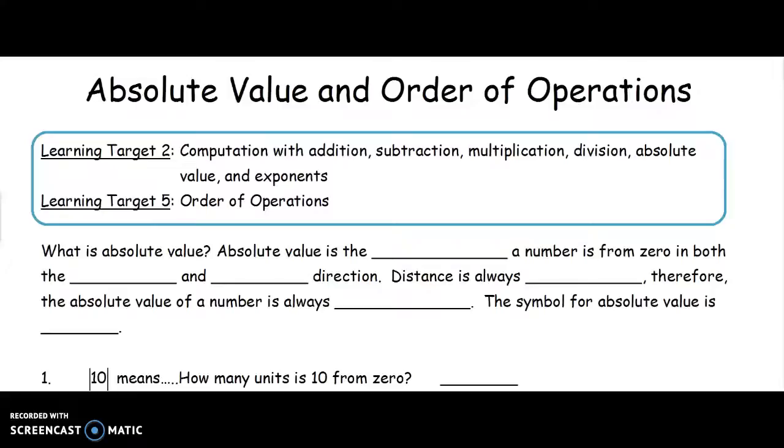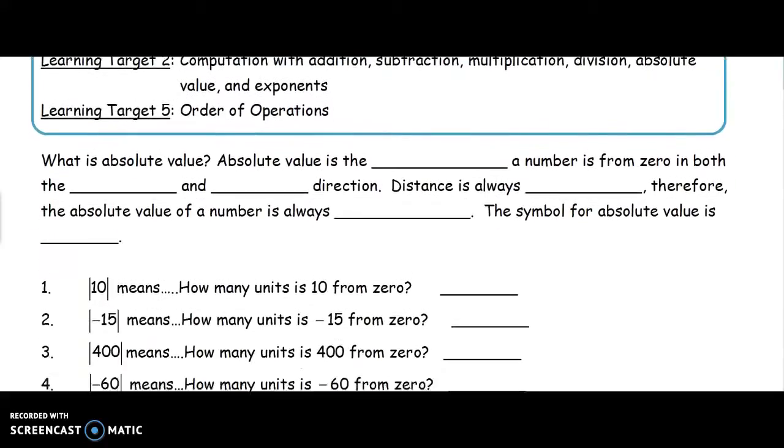Today's lesson was on absolute value and order of operations. So here's a quick review of what we went over in class. Our learning targets today were computation with addition, subtraction, multiplication, division, and absolute value and exponents. So we've spent a couple days on that. We're adding the absolute value in there today, and then order of operations. So what exactly is absolute value?